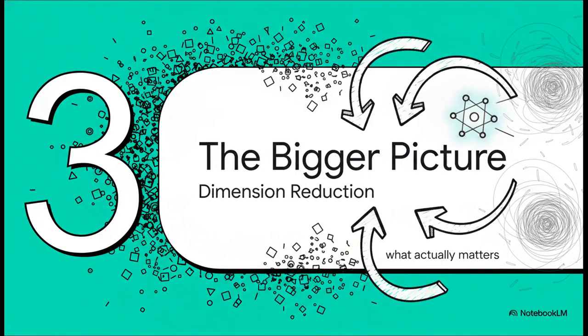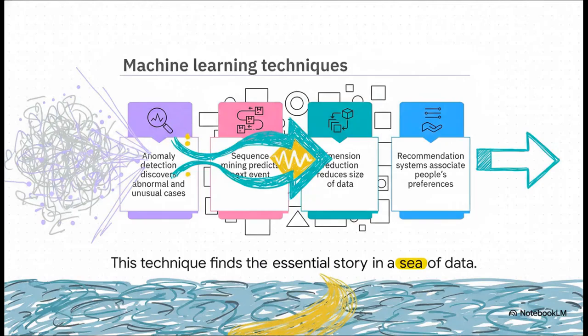Now, let's get into what might be the trickiest, but honestly, one of the most powerful tools in the box. We are surrounded by just massive amounts of data. I mean, it's so much it can be completely overwhelming. So how do we boil all that down to what actually matters? This amazing tool is called dimension reduction, and its whole job is to cut through that huge, chaotic sea of data and find the essential story, to find the signal in all the noise.